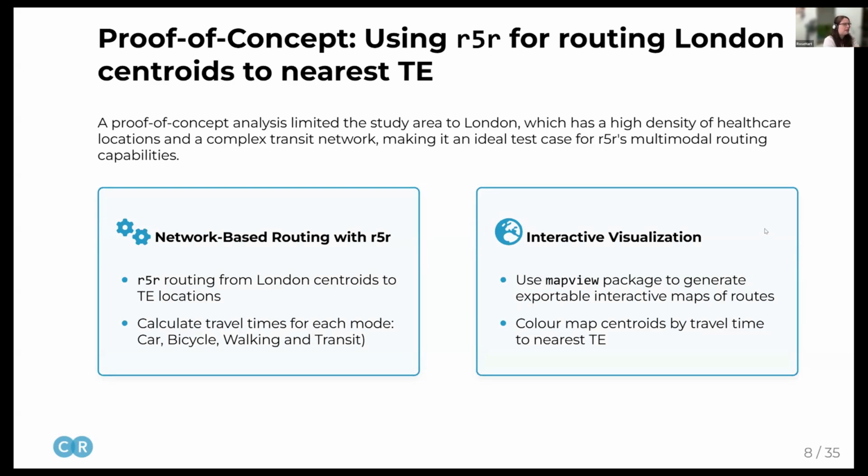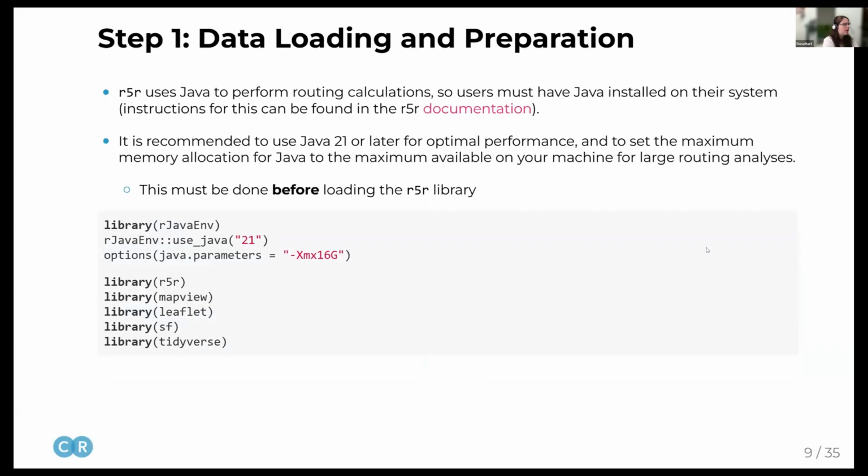To do this, we wanted a proof of concept just for London initially. It has a high density of healthcare locations and highly complex public transport networks, with the tube and buses, so we wanted to test it. For this first proof of concept, we were making a network with R5R and calculating the travel times for each of the modes of transport, and actually viewing it, making sure it was plotting the routes and doing what it says it was doing.